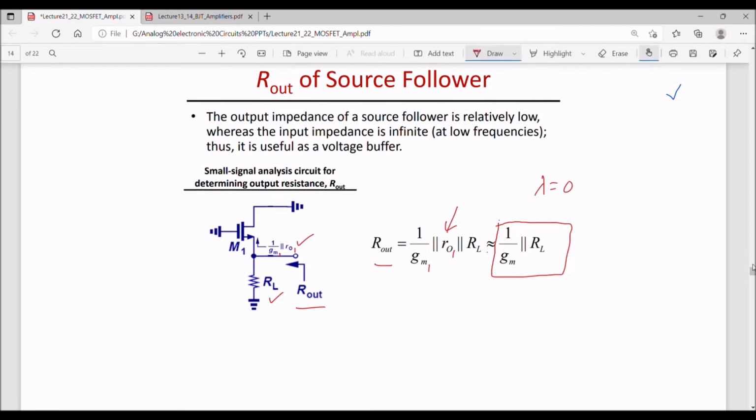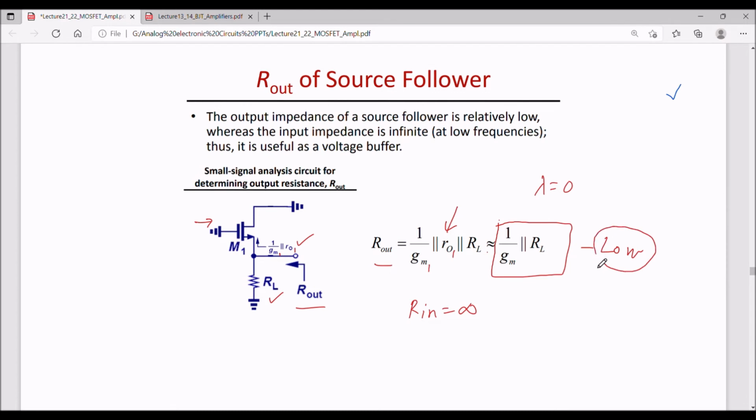So the output impedance of this source follower is very small or low. And the input impedance, looking into the gate, is infinite. So the input impedance is infinite and the output impedance is very low, at low frequencies only. So it is useful as a voltage buffer.